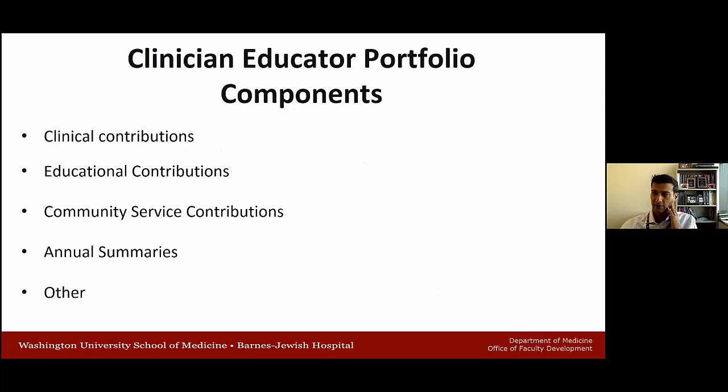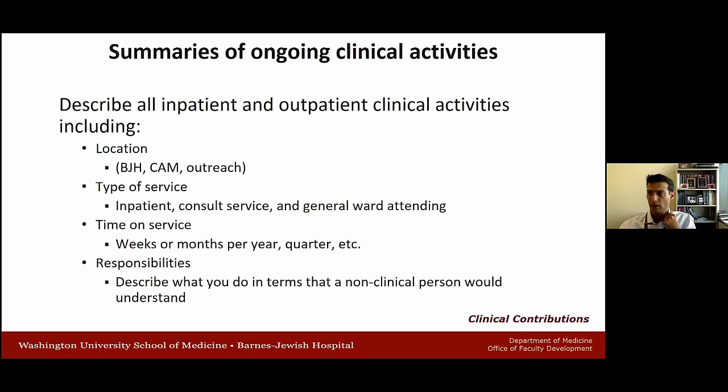The components of the CEP are clinical, educational, community service, inclusion of annual summaries, and then the ubiquitous other section for things that maybe aren't fully well captured in the prior categories. Just a breakdown of those subsections.